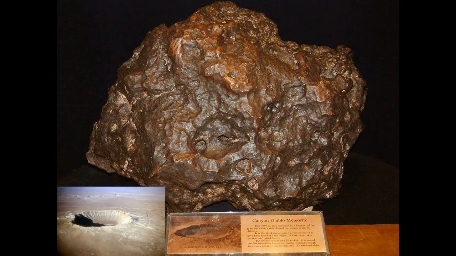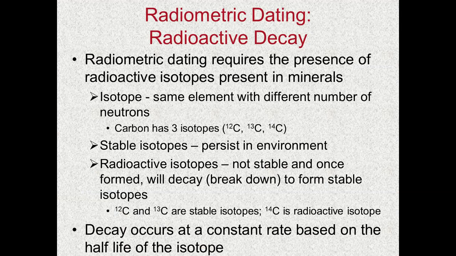Now, since we have used radiometric dating of rocks, let's talk about what the process involves. So, what is radiometric dating? Well, in order to date something using this process, we need the presence of something called radioactive isotopes to be present in the rock. Now, I haven't defined what an isotope is, so let's talk about that now, guys.